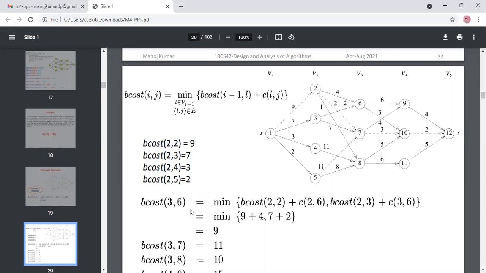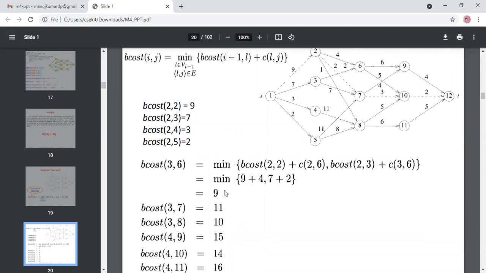So cost of 3 comma 6. Is there a value from 3 to 6? You can directly write it if there is a path. So 3 to 6 is equal to 2 to 6, and 2 to 6 it is 4. So 3 to 6 you can find out like this.